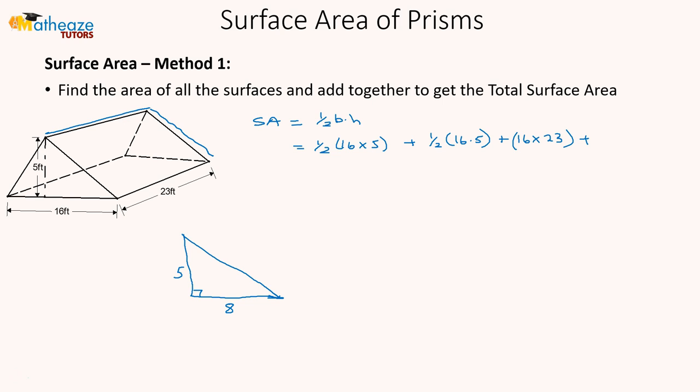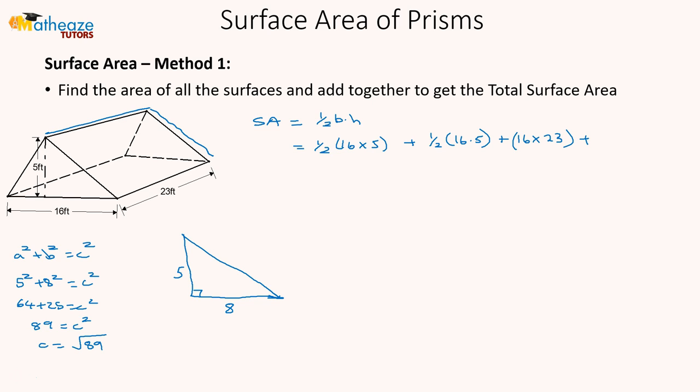And the Pythagorean Theorem, a squared plus b squared equals c squared. So 5 squared plus 8 squared equals c squared. 64 plus 25 is c squared, so 89 is c squared. So c is the square root of 89.